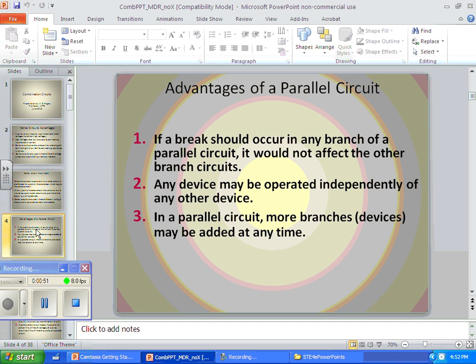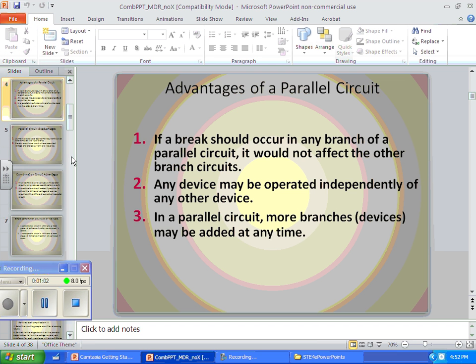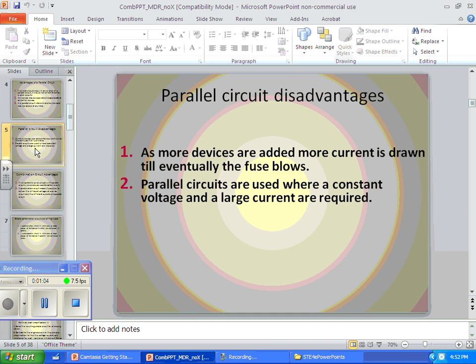Another advantage of parallel circuits: breaks should occur in any branch. Things will still happen, but maybe not the things we want to happen. As more devices are added, more current is drawn in a parallel circuit. That's one of the disadvantages. Parallel circuits are used when a constant voltage is required.